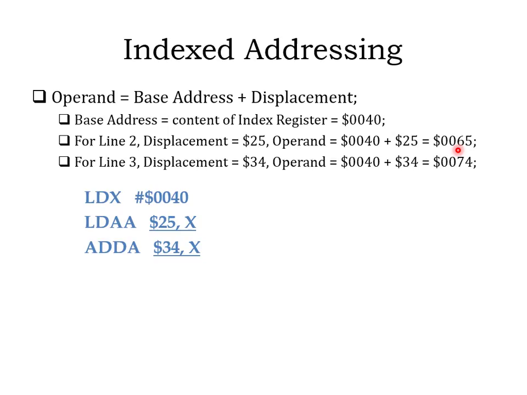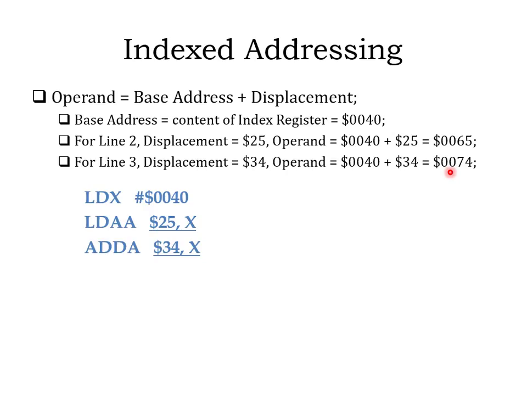That's your original operand of line 2. Okay? And for line 3, the base address is still the same, right? Because that's the content of the index register, but the operand is different, right? It's 34. If you add them, this is 0074. That's the actual address of line 3.